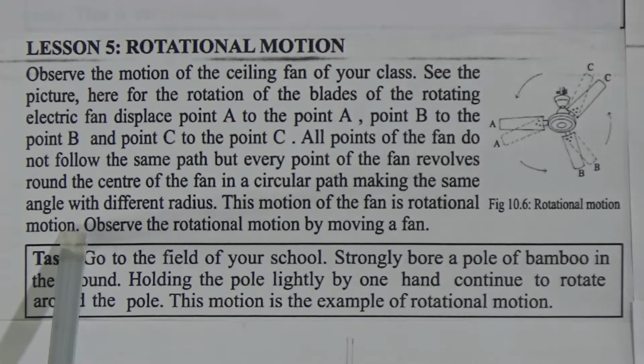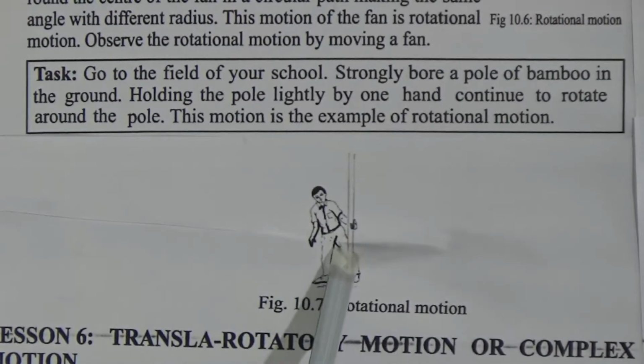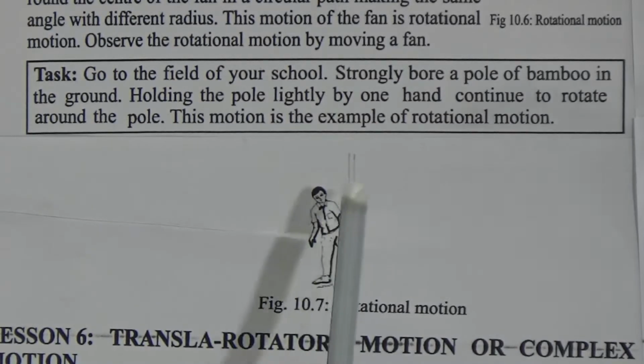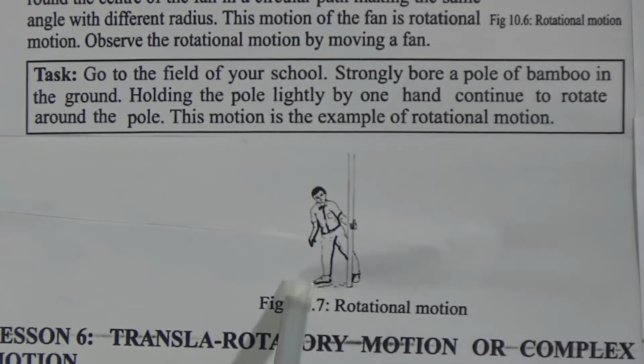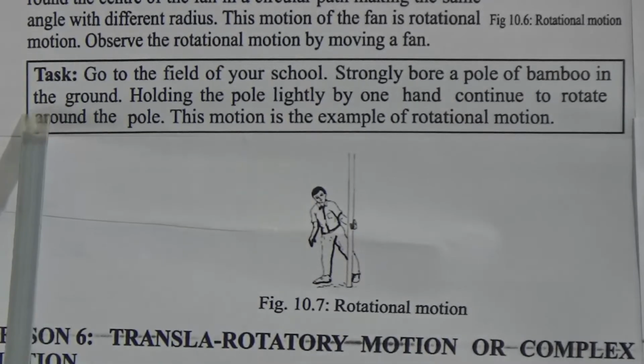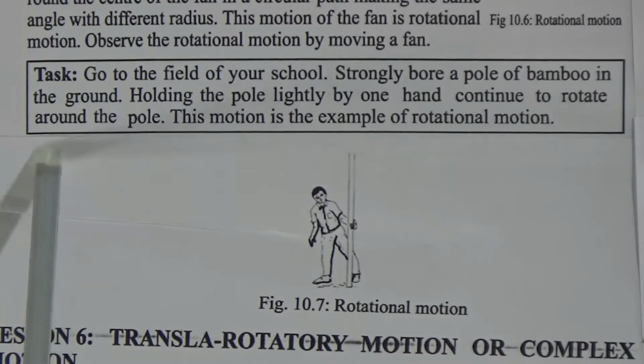You will get the task on the last page of the chapter. Observe the rotational motion by the moving fan. Now you can do the task by yourself. When you go to the field or any open place, and you get a pole, if you hold the pole with one hand and rotate around it, you will get a rotational motion. In the task they are telling about this. You can do it by yourself when you go outside and there is a pole.